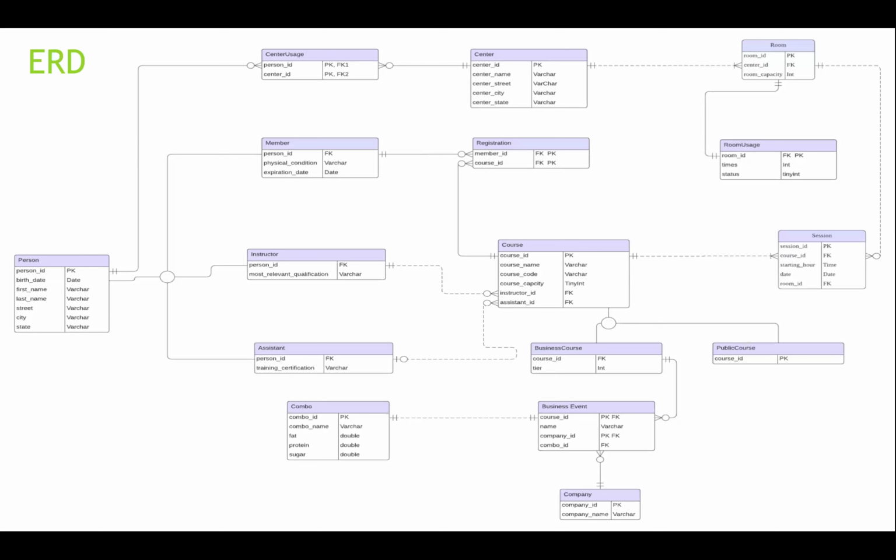Course is also extended into two subtypes, which are public course and business course. Business course includes an attribute for tier, which helps to categorize courses by exclusivity, while public course is available to all members. The last one is the business event entity. It ensures that corporate events are effectively managed, and the combo entity allows tracking of nutritional content served during events. That's all for the ERD.